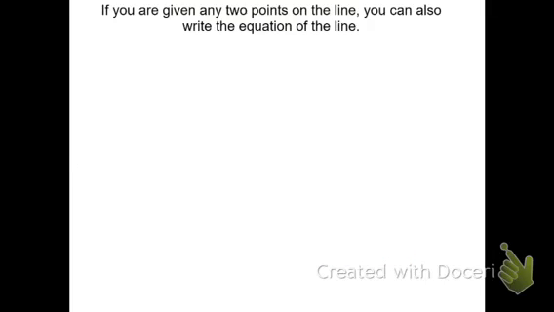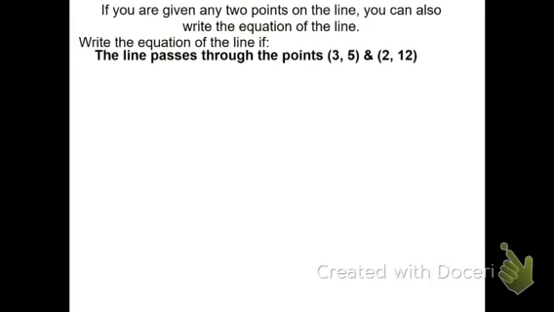Now, where it gets a little harder is when we're given 2 points but no slope. If we're just told any 2 points on the line, we can still write the equation in point-slope form. To do this, let's look at an example. If we're told that a line passes through the points (3, 5) and (2, 12), but they don't give us the slope, we can still do it.